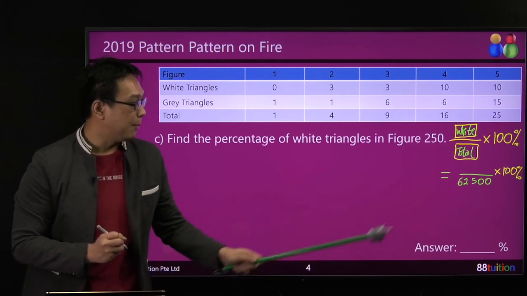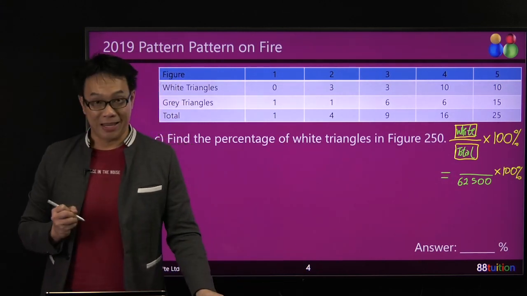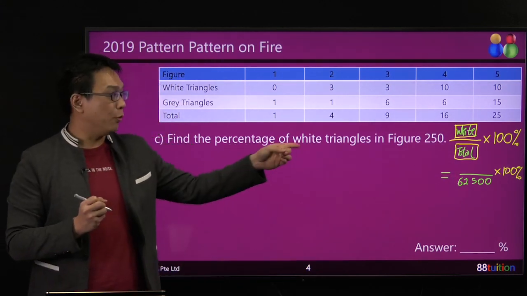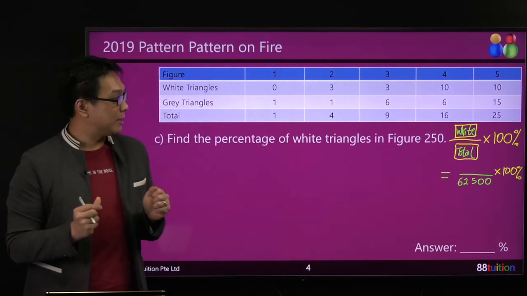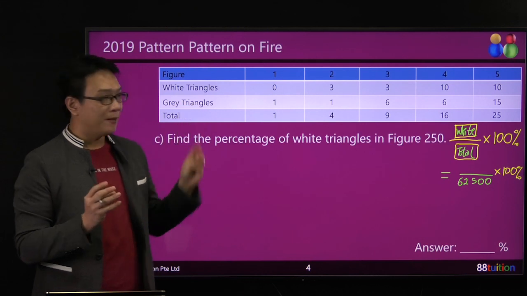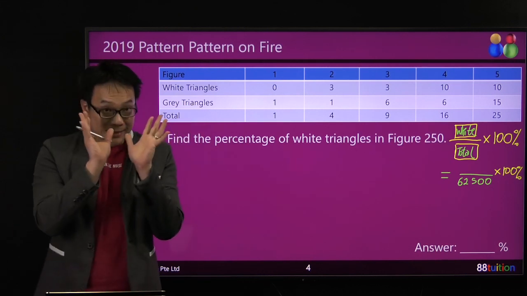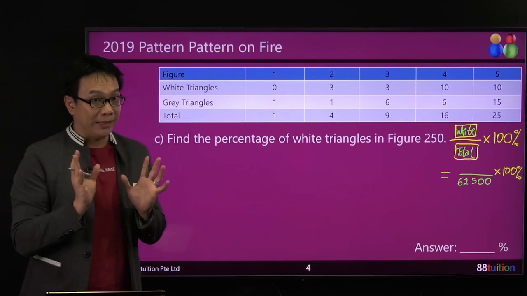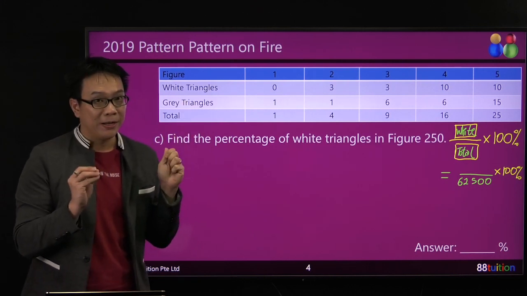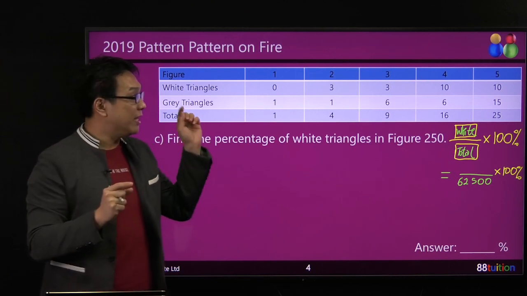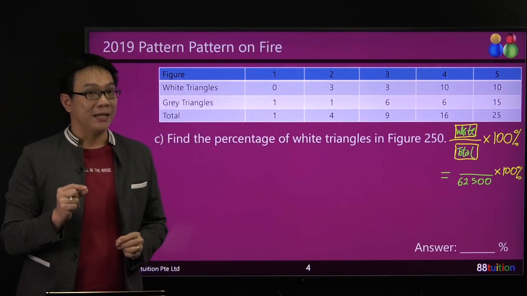Alright, the number of white color. Can you see? If you get the white, you can put it over 62,500 times 100%, and you will get your answer. So the question is, what is white? I don't know. Just now I did tell you about the difference between the white and the grey, right? The difference is the figure number, right? Can you see? Yes, right.